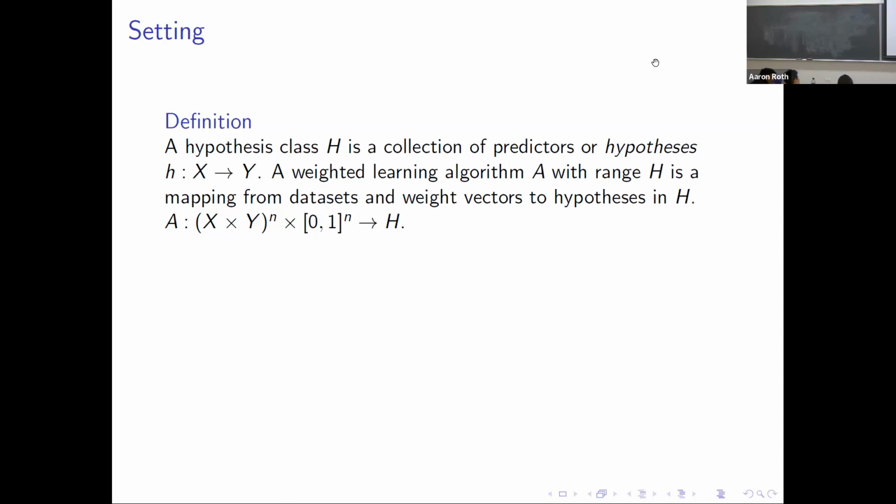So, a little bit more setup. We're going to learn some rule. What's that rule going to look like? Well, let's say that a hypothesis class H is a collection of rules we might learn. It's just a collection of predictors, a collection of functions of the sort we're trying to learn, each of which maps features to labels.